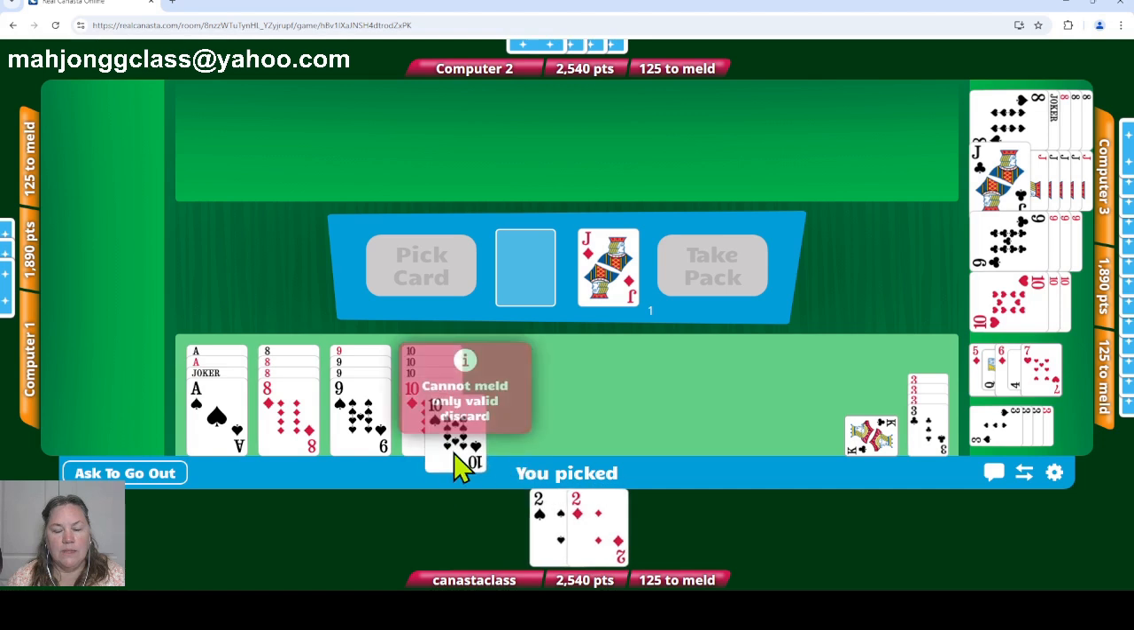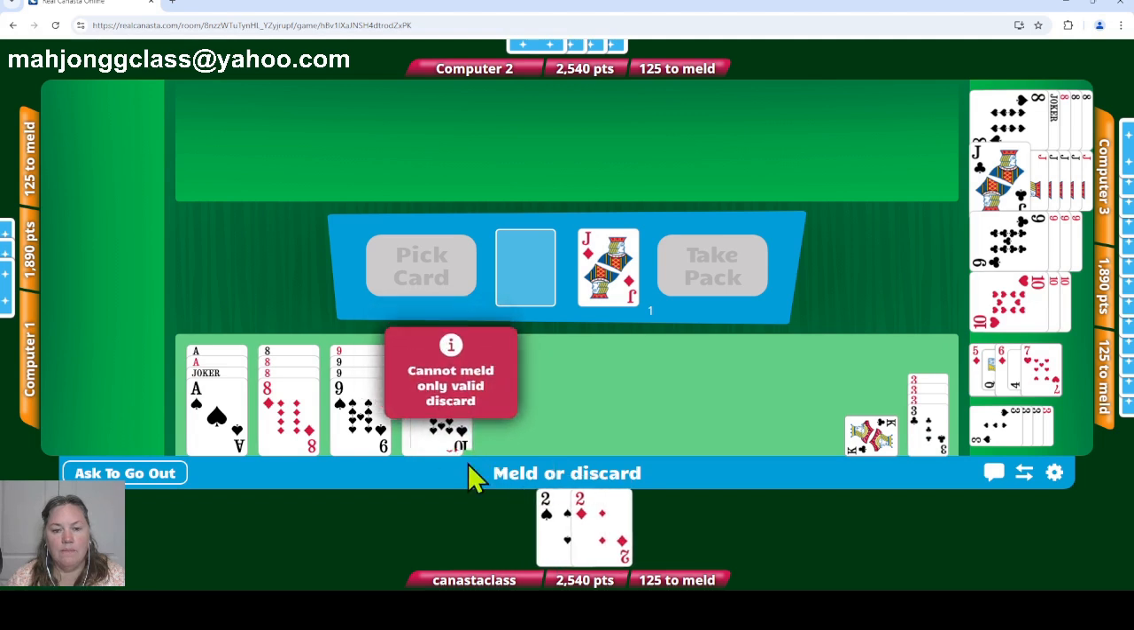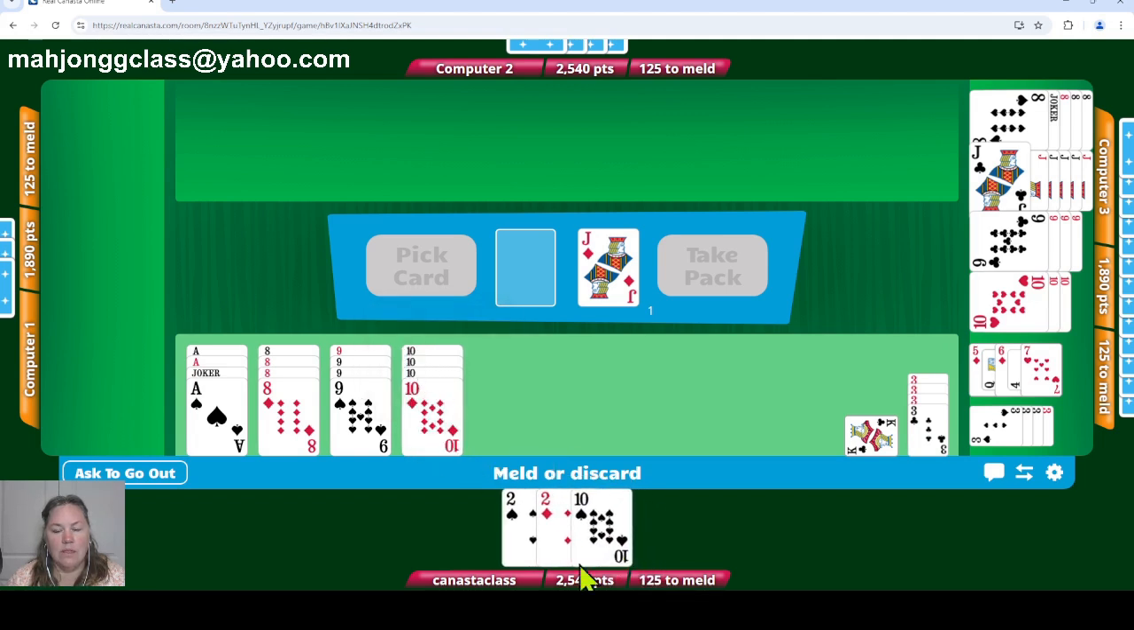And I could put the 10 on here, but I can't do that because I have to have a valid meld. Because that will not make a canasta. I have to have a discard. All the cards in my hand would make a canasta, so I have to discard the 10.